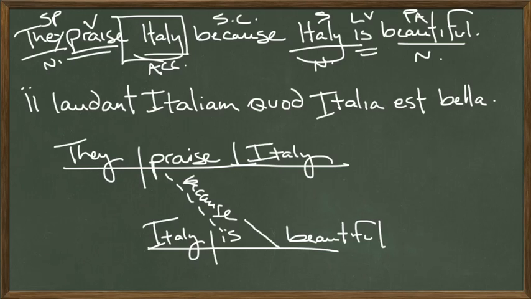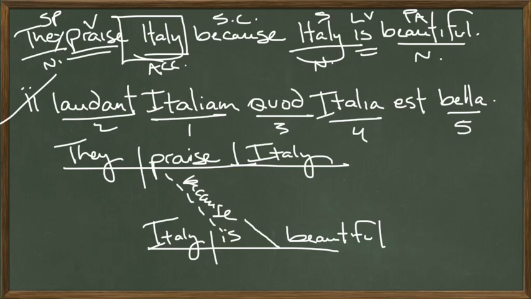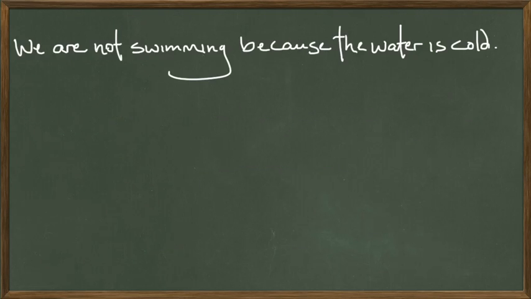Okay, that's bad Latin word order. First of all, unless we're showing emphasis, we would get rid of the pronoun, ii. And we would probably say something like Italiam laudant quod Italia bella est. Italiam laudant quod Italia bella est. That'd be a better formed sentence in Latin.